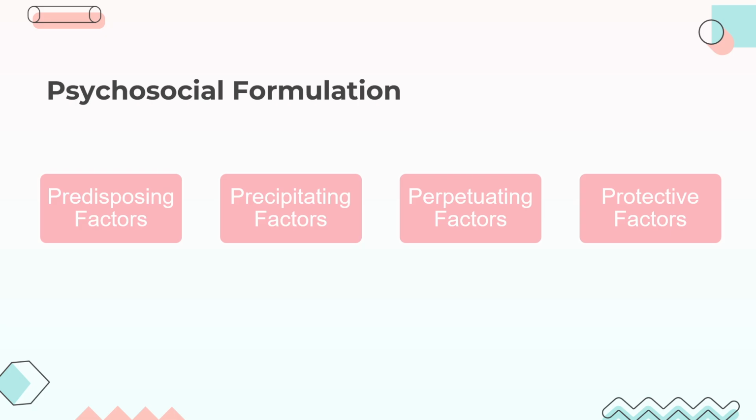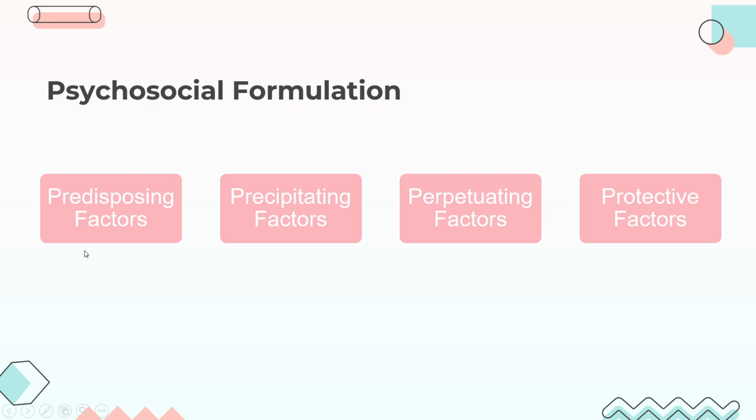Now, what do we mean by the psychosocial formulation? Whenever you are seeing a client, you're gathering their history and coming to a conclusion about why, what, and all these kinds of things. Psychosocial formulation will give you a wider idea about that particular person and that particular illness. It will answer the question of why this has happened to this person and what the factors are that are maintaining the illness. That's what you have to see here.